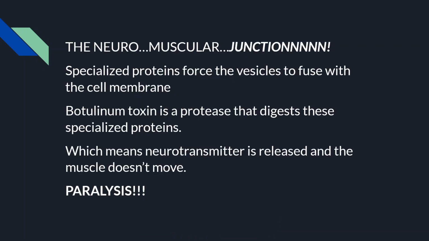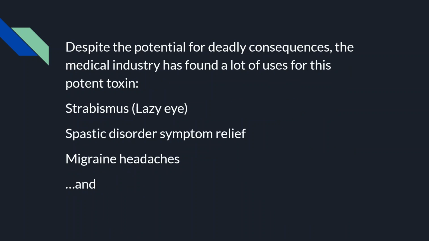But when botulinum toxin is present, it interferes with this process of vesicle release by cleaving the SNARE proteins, thereby inhibiting their function. When no neurotransmitter is able to be released into the neuromuscular junction, the ability to signal muscular function through ion diffusion is lost, and flaccid paralysis results. Regardless, despite the deadly nature of the botulinum toxin, the medical industry has made great use of it.